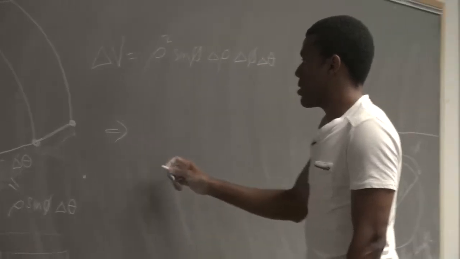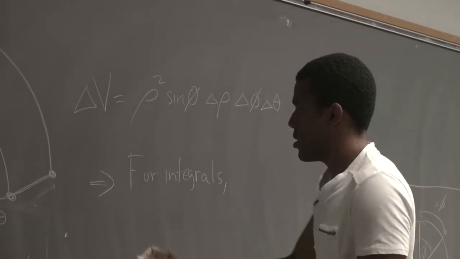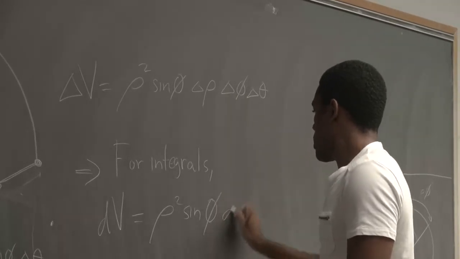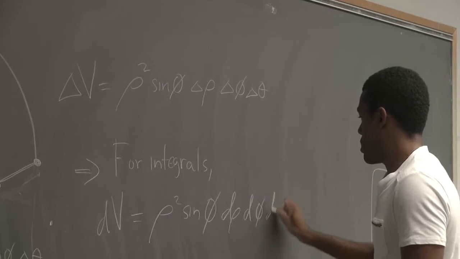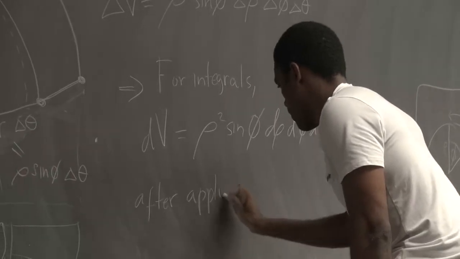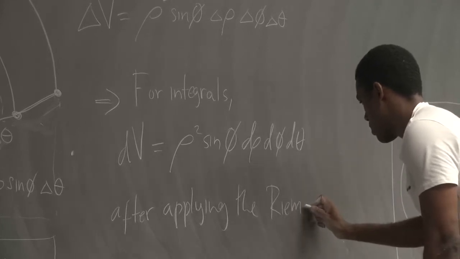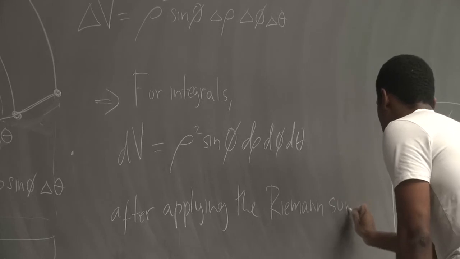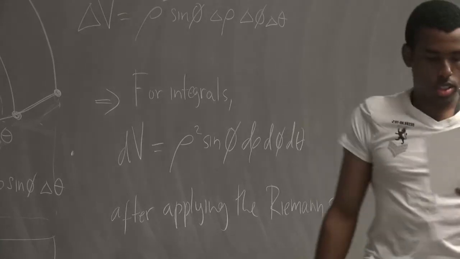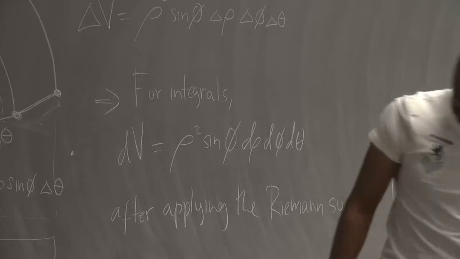This would imply, by the way, that for integrals, dV would actually be rho squared sine phi d rho d phi d theta after applying the typical Riemann sum, which gives us finally the formula for integrating in spherical coordinates.